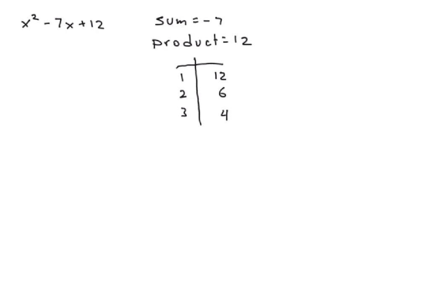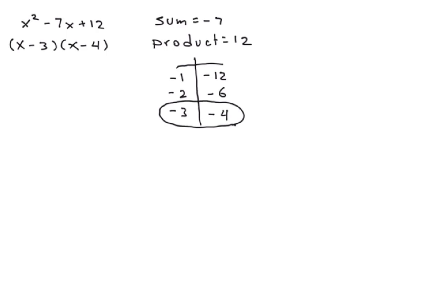Well, to get a positive product, either both numbers are positive or both numbers are negative. But if both numbers are positive, that can't possibly give us a sum of negative 7. So the only way we're going to achieve that is if both numbers are negative. So if we throw in our negative signs here, and now what we're looking for is a sum of negative 7, we see that what's going to work here is negative 3 and negative 4. And so this is going to factor as x minus 3, x minus 4.